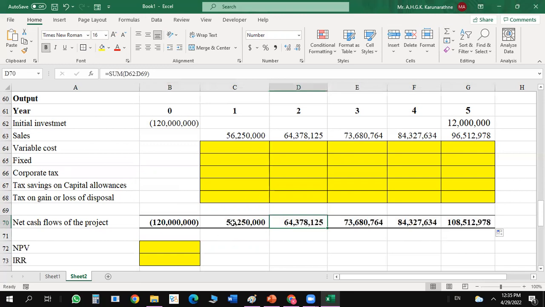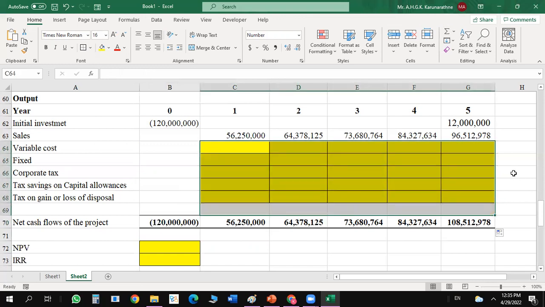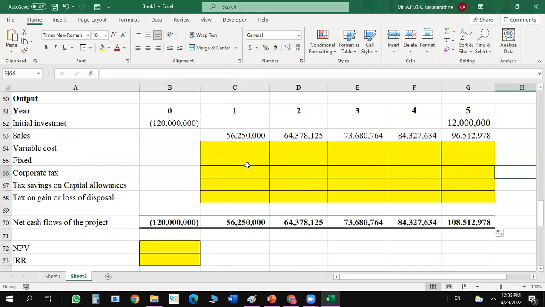Right? This is the net cash flows, provided you provide the required other cash flow items. We have not yet provided the variable cost, fixed cost, corporate tax and tax saving on capital allowances, tax gain or loss on the disposal of scrap.